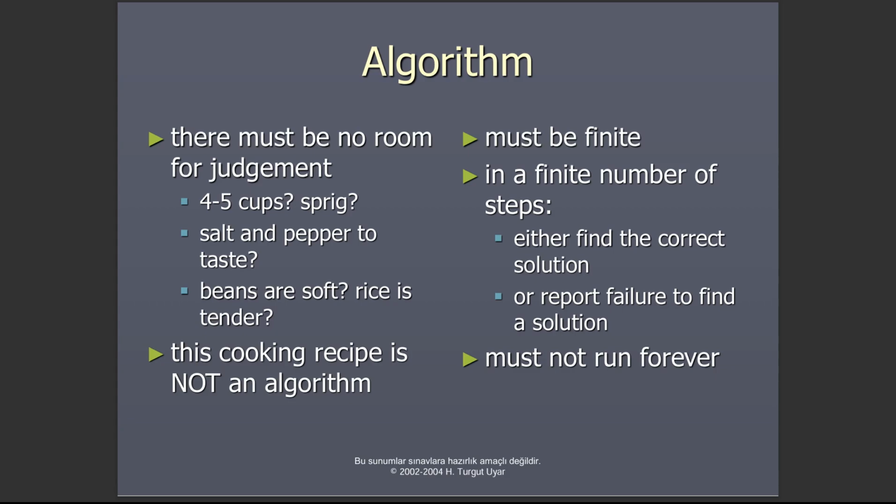Today we will discuss what makes a good algorithm. Let's start. An algorithm must be very precise. It cannot have unclear instructions. Let me give you an example.